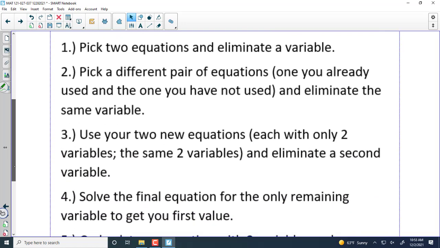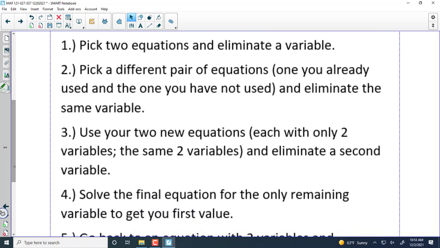Maybe you already know this, maybe you don't, but if you don't, this will be very helpful. You pick 2 of the equations, there's 3 of them. You pick 2 equations and you eliminate one of the variables by adding them together to get rid of one of the variables.